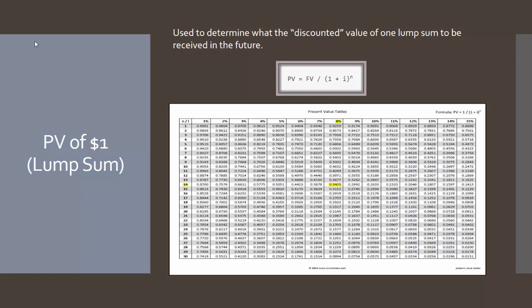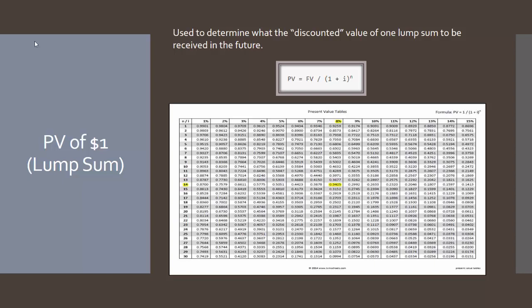The first one we have here is the present value of 1, also referred to as the present value of the lump sum. You would use this one if you need to determine what the discounted value of a lump sum to be received in the future is, essentially figuring out what the value of it is today as opposed to what it's going to be worth years from now. And if someone has to wait for payment for a period of time, no one's going to buy that investment from them for the same amount today.